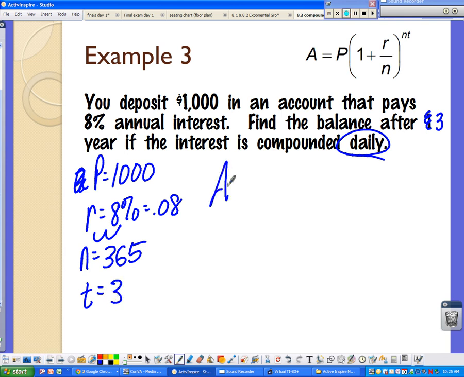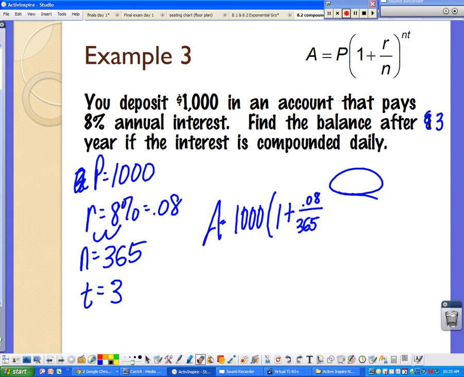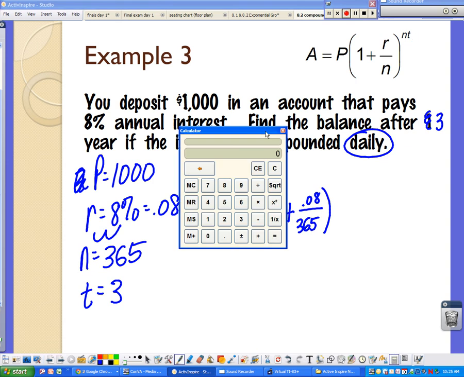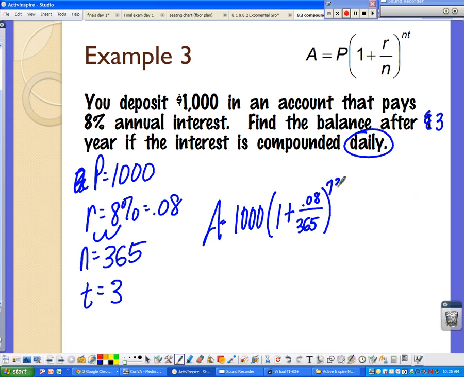Okay, so A equals 1,000, parenthesis, 1 plus my rate, 0.08, but I've got to divide it by my N, which is 365. Let me see if I can move this down to give me a little more space. There we go. All right. And you do need to go ahead and multiply N times 2. And if you multiply 2 times 365, you get 730. Okay? So it's going to be 730.